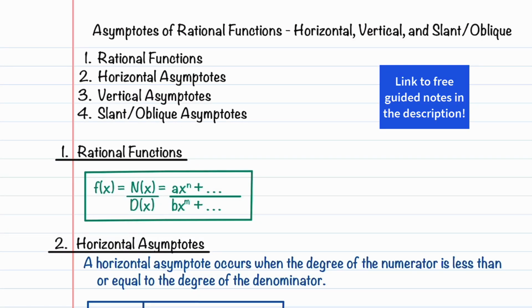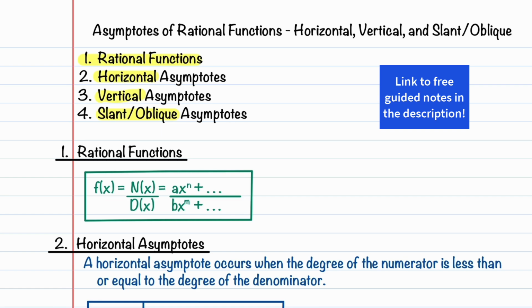In this video, we're going to learn about asymptotes of rational functions, a really important concept in algebra and pre-calculus. We'll look at some examples and learn how to determine if a rational function has horizontal, vertical, or slant or oblique asymptotes. And then we'll learn how to find them.